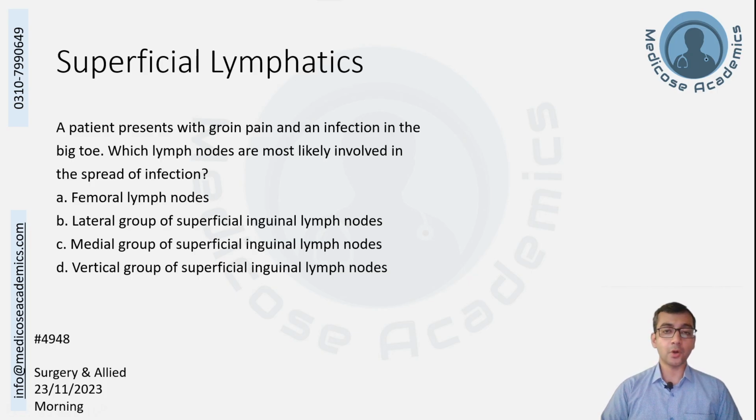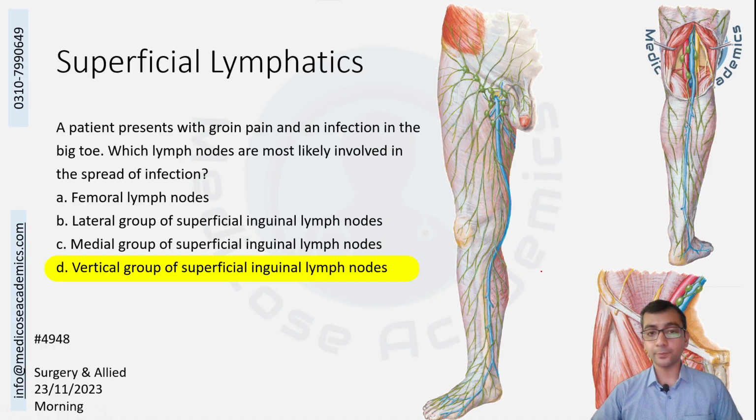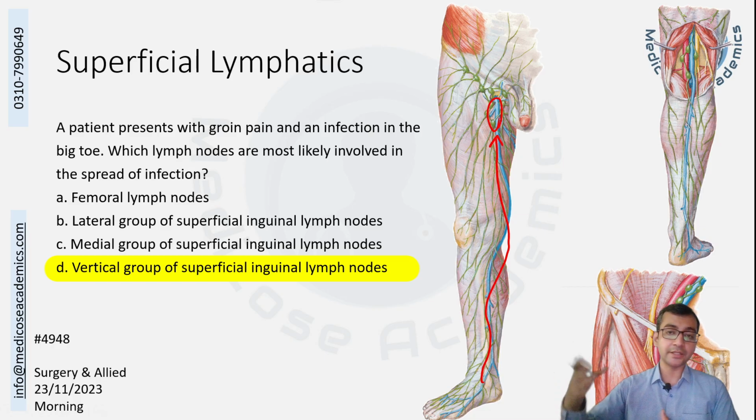A patient presents with groin pain and infection of the big toe. Which lymph node is most likely to be involved in the spread of infection? When the big toe is infected, from the medial aspect, the lymphatics follow the great saphenous vein, and they go to the vertical group of the superficial inguinal nodes. They will follow all this way until they reach here, where the vertical group of the superficial inguinal nodes receives them. The lateral aspect goes to the popliteal nodes, and through that it goes to the deeper structures, bypassing the superficial inguinal nodes.